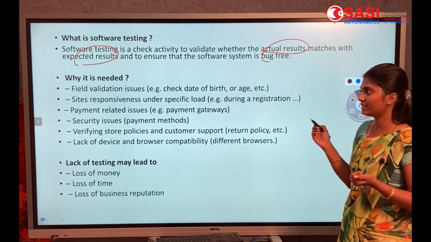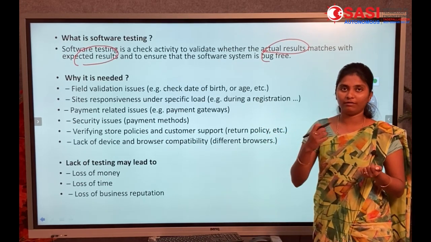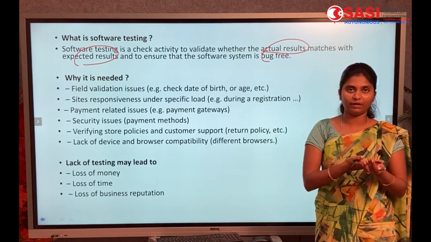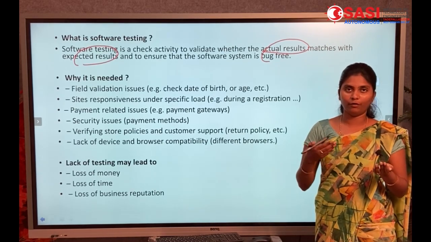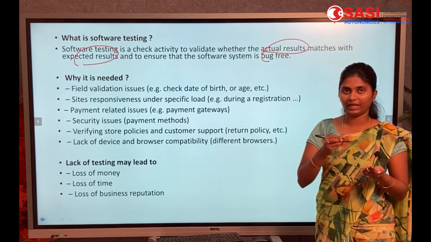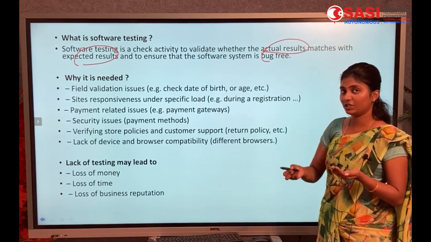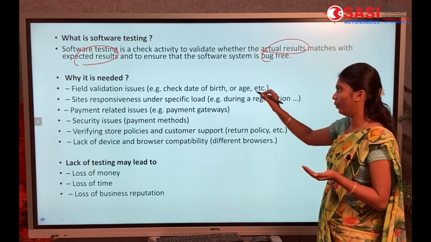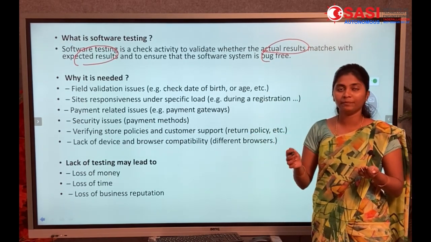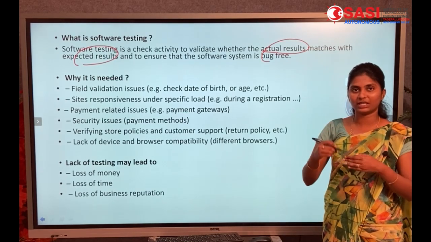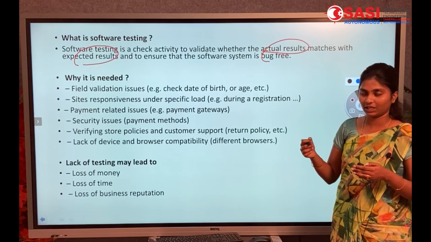The first one is field validation issues. Suppose when we go to the hospital, they will provide one information form, right? Where our details will be entered, like name, date of birth, what the issues or problems are, what the age is, and how much sugar or how much BP there is. These are the pieces of information gathered by the validations, where they check each and everything.